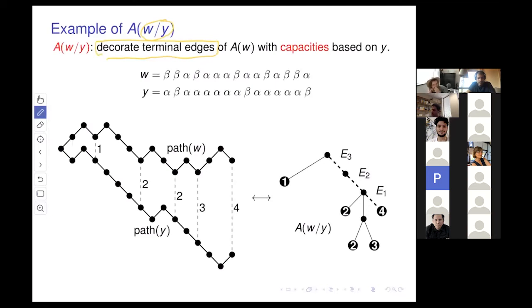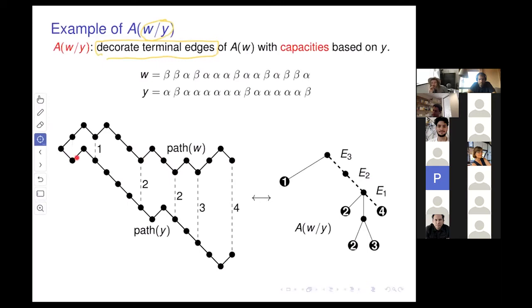And so basically I'm adding certain capacities for these terminal edges, which have to do with how the path Y sits relative to the path of W. Okay, and this is the same example as before, W. So that's the shape of the diagram, and I'm going to explain to you how you get these numbers, capacities, right?